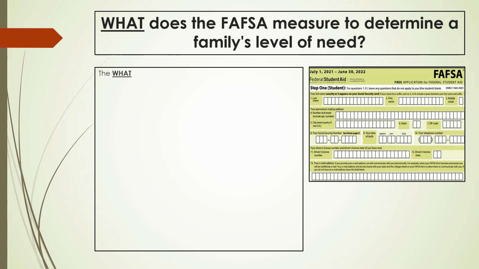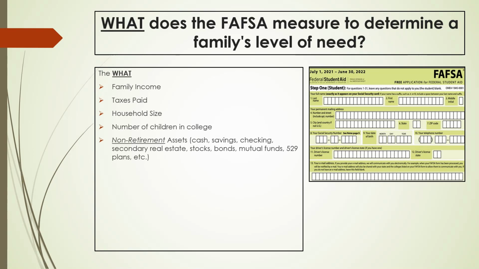So what does the FAFSA measure to determine a family's level of need? Well, there are several things on the application that it looks at. The most obvious one is a family's income. But it's also looking at your family's taxes paid, the household size, so how many people are being supported in the household, and the number of children that are attending college. It's also looking at non-retirement assets such as cash, savings, checking, the net value of any secondary real estate, whether it's a rental property or just a second home that you own, and stocks, bonds, mutual funds, 529 plans, etc.